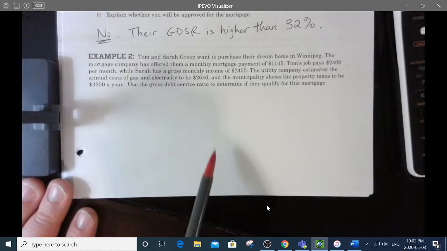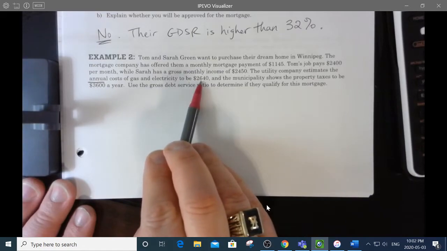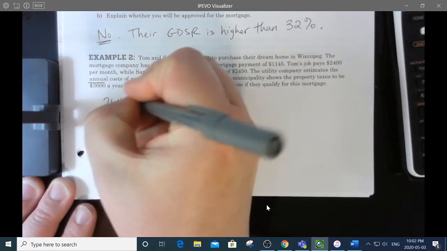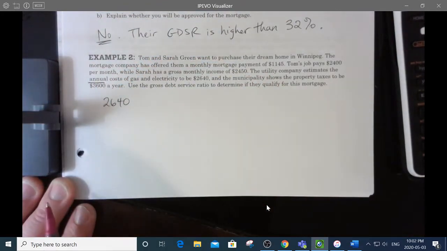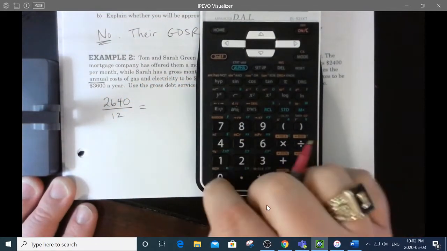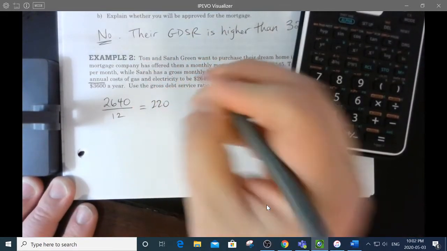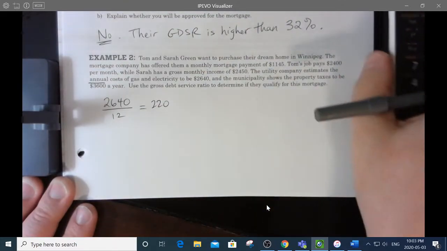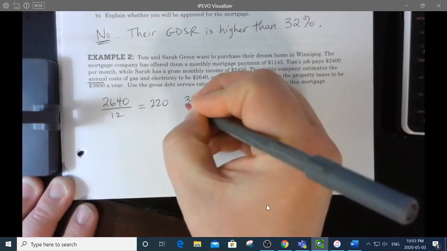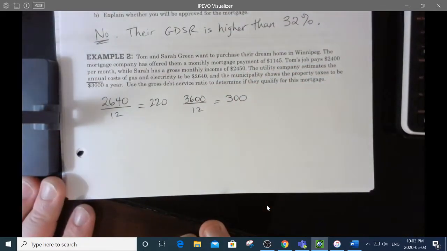The utility company estimates the annual costs of electricity and gas. So there's the first thing we have to do. The electricity and gas, the monthly payments, it doesn't give it to you. It tells you how much it is annually, which means per year. So the first thing you got to do is make that a monthly payment. So how much is 2,640 divided by 12 months a year? Aha! So that's $220 per month. And same thing with the property taxes. The property, that one I can do in my head. The property taxes are $3,600 per year, and 36 divided by 12 is 3 with 2 zeros on it. So that's $300 a month.